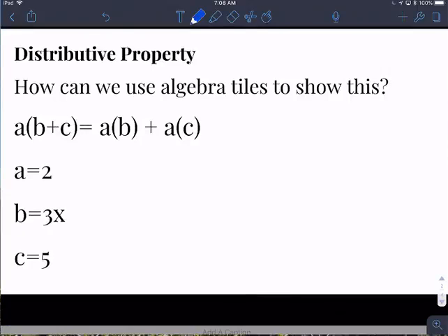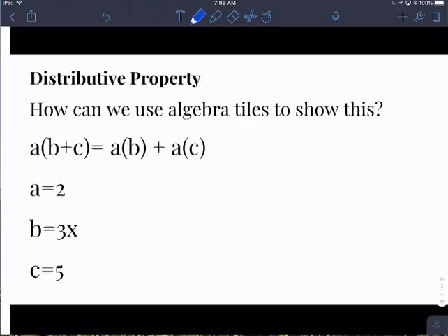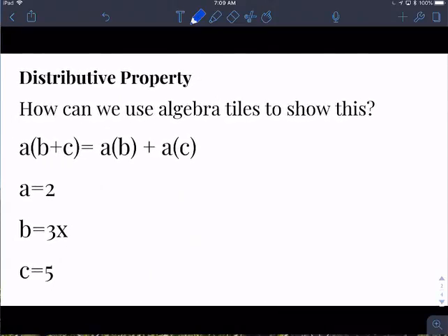So if we actually assign a value to each of these numbers, what would that look like? If we had that A was 2, and then B is 3x, and C is 5. So what we really have here is two groups of 3x plus 5. That's how we would say that. The 2 on the outside tells us how many groups we have, and inside our parentheses tells us what is in each group. So what would that look like with algebra tiles? Let's take a look.